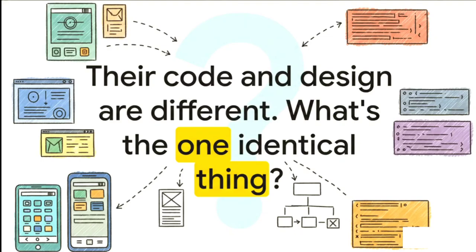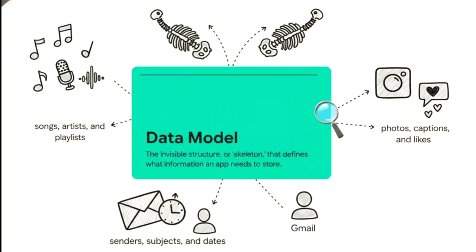It's not the colors, it's not the buttons, and it's for sure not the code. So what could it be? It's this, the data model. Think of it like an invisible skeleton. That's all it is. It's just the answer to one simple question. What information does this app need to store and manage? For Spotify, that's stuff like songs, artists, and playlists. For Gmail, it's senders, subjects, and email bodies. For Instagram, it's photos, captions, and likes. Every single app is built around one of these skeletons of information.